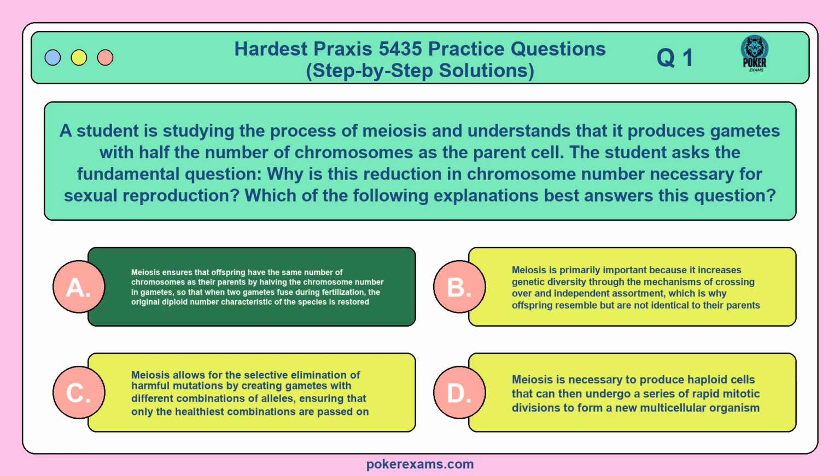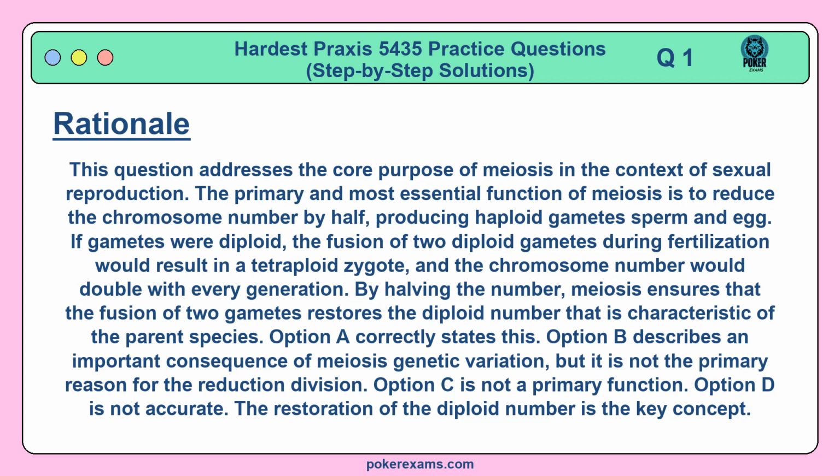The correct answer is A. This question addresses the core purpose of meiosis in the context of sexual reproduction. The primary and most essential function of meiosis is to reduce the chromosome number by half, producing haploid gametes, sperm and egg. If gametes were diploid, the fusion of two diploid gametes during fertilization would result in a tetraploid zygote, and the chromosome number would double with every generation. By halving the number, meiosis ensures that the fusion of two gametes restores the diploid number that is characteristic of the parent species. Option A correctly states this.